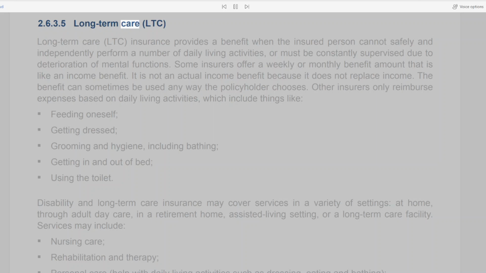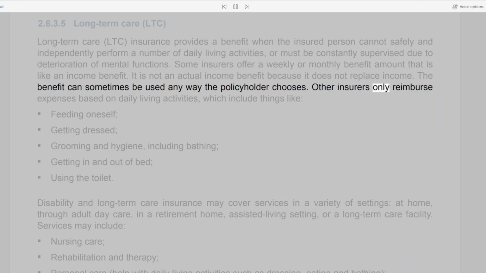2.6.3.5 Long-term care, LTC. Long-term care, LTC, insurance provides a benefit when the insured person cannot safely and independently perform a number of daily living activities, or must be constantly supervised due to deterioration of mental functions. Some insurers offer a weekly or monthly benefit amount that is like an income benefit. It is not an actual income benefit because it does not replace income. The benefit can sometimes be used any way the policyholder chooses.